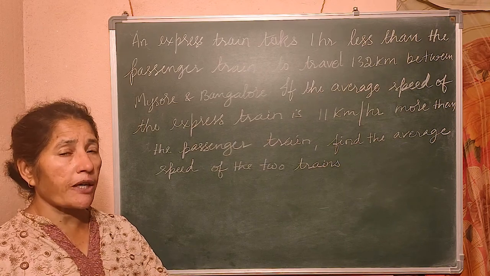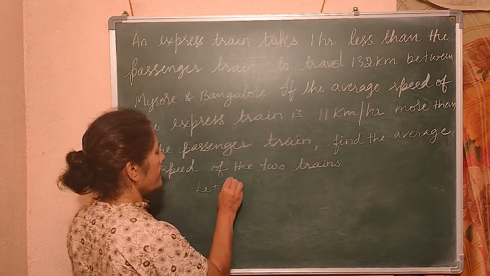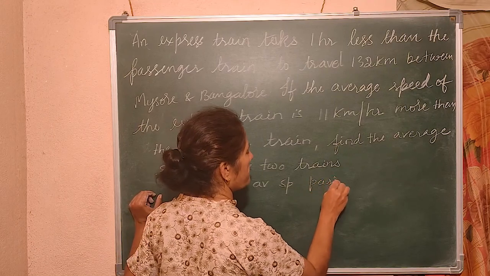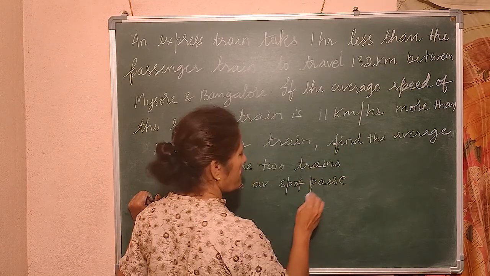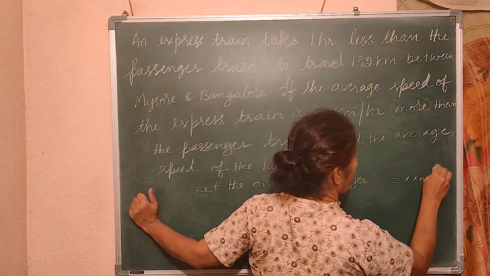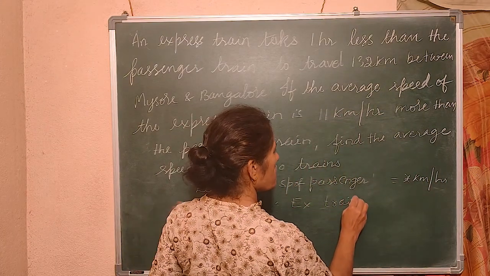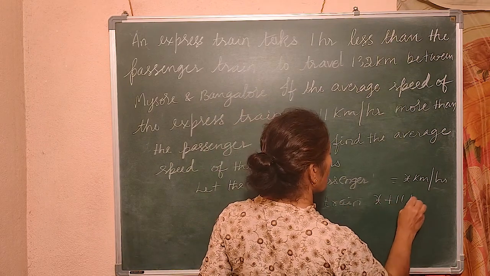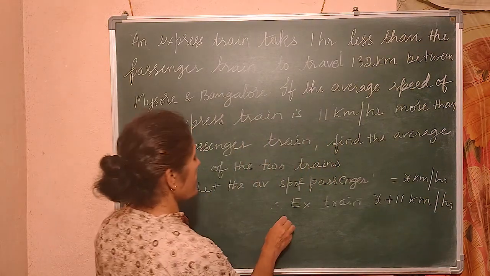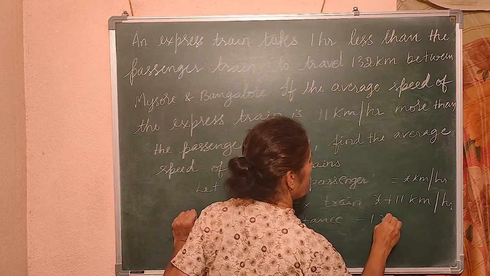Let the average speed of the passenger train be x km per hour. Therefore, the express train, how much? x plus 11 km per hour. They have said the distance in between is how much? 132 km.